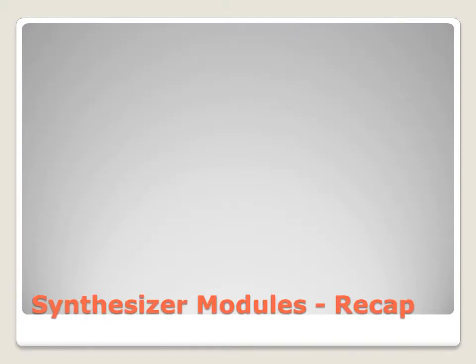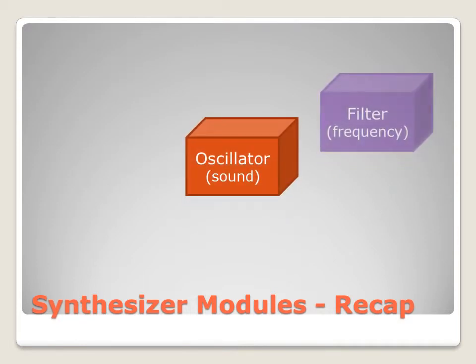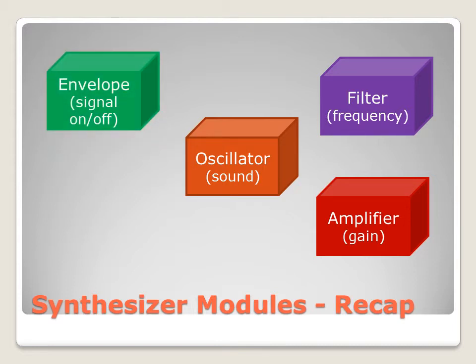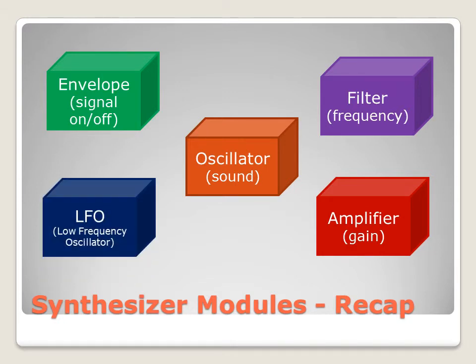So to recap it all, you have 5 basic modules. The oscillator is going to create your sound. The filter and the amplifier will change the frequency and the gain respectively. The envelope controls what happens when you hit the key and the shape of the sound. And then the LFO, the low frequency oscillator, can be used to control any of these modules in a cyclic fashion.